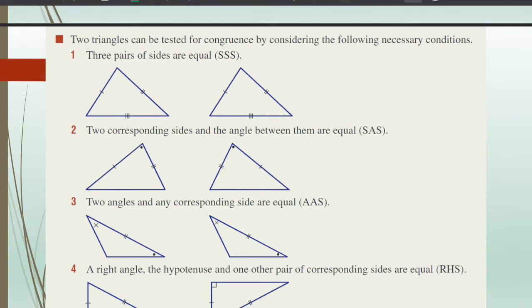Okay, here's the explanation. Now, the first one is fairly straightforward. If all the sides are the same length, then the triangles are the same. But it's important that the sides are matched up in pairs. Things get a little bit more involved when you come down here. Again, we've got 2 pairs of matching sides, side, angle, side, but we also have the angle where the 2 sides meet.